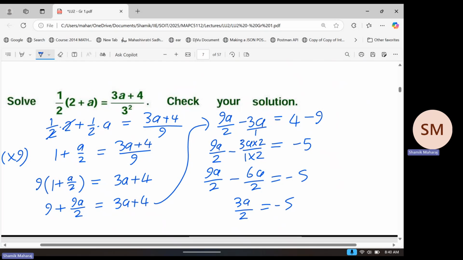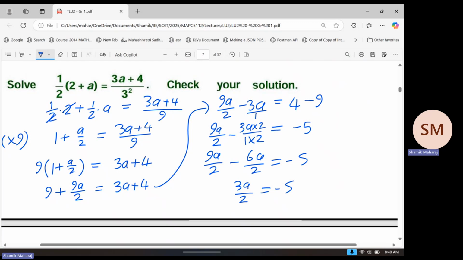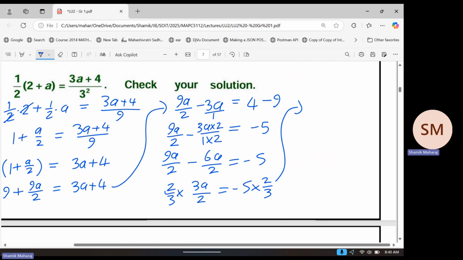The easiest thing to do here would be to multiply by the reciprocal of what we don't want. We don't want this 3/2, so we multiply by 2/3 on both sides, and then it cancels out. On the left-hand side, the 2 and the 2 cancel, the 3 and 3 cancel, we're left with a. The right-hand side is -5 times 2/3, which is just -10/3.